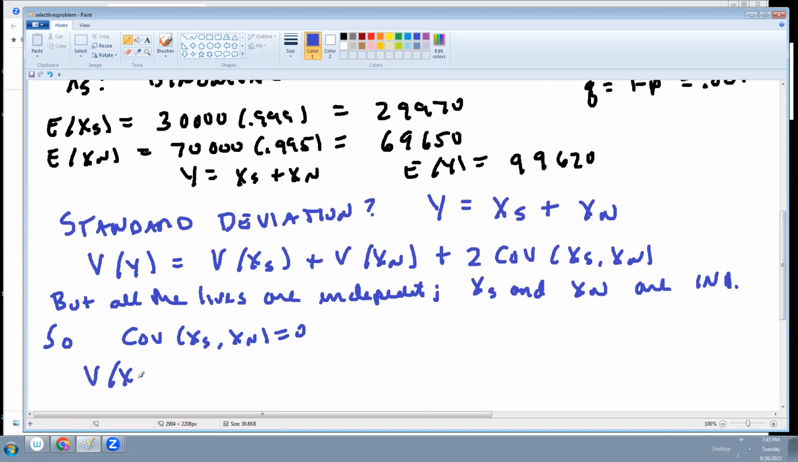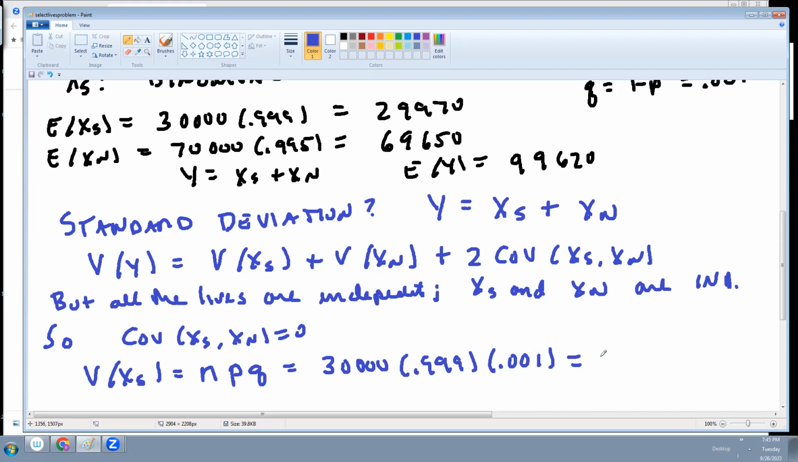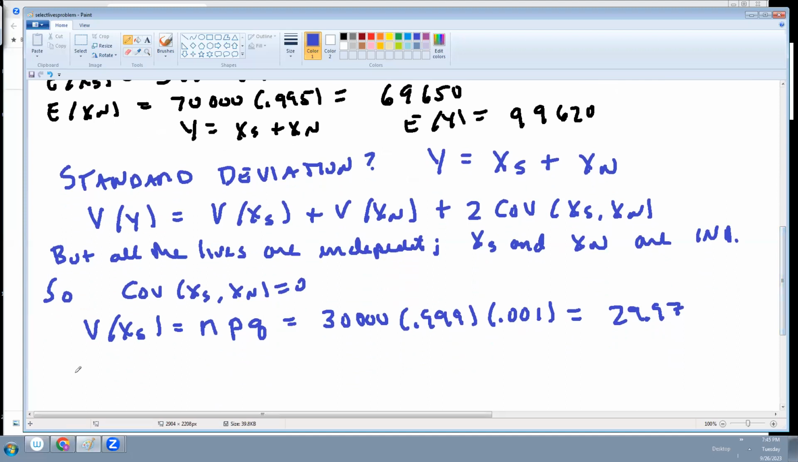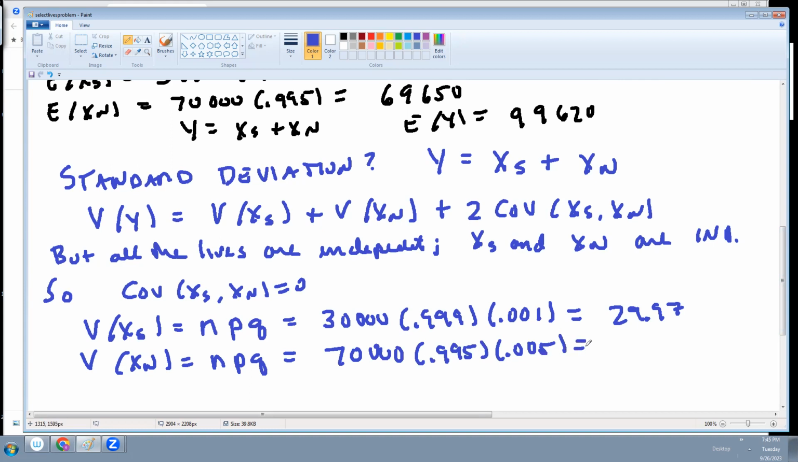So if we look at the variance of X sub S, because it's binomial, it's NPQ, which in this case is 30,000 times 0.999 times 0.001. And remember, I'm not using Q for mortality here, but I guess it is after all. And I get the calculation of 29.97. The variance of the non-select is 70,000 times 0.995 times 0.005, and I get 348.25.